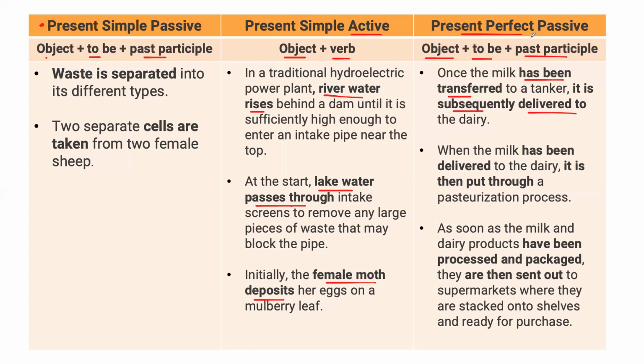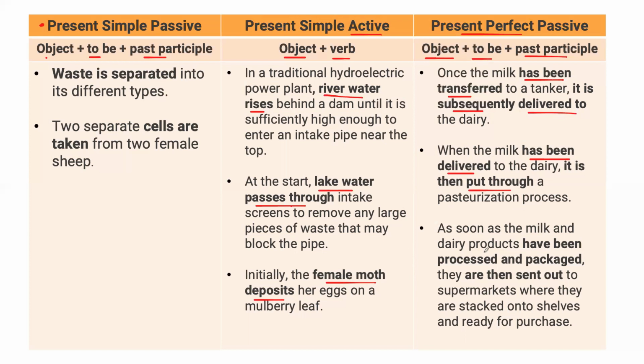The second example says, when the milk has been delivered to the dairy, it is then put through a pasteurization process. In this case, we have a present perfect right in the beginning, so when the milk has been delivered. Since we are specific, it's a specific moment in time, it is then put through a pasteurization process. So you see we have a mix here with present perfect and past simple.